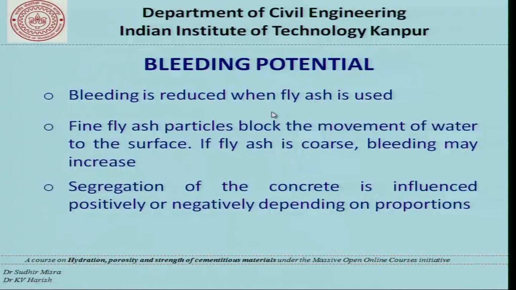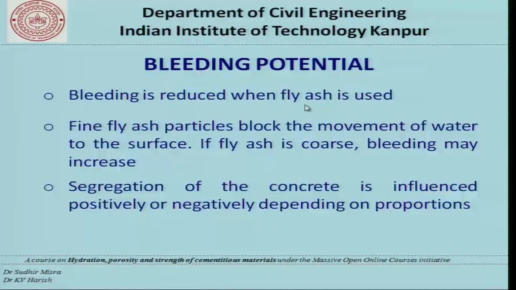And what is bleeding potential? Bleeding potential is the ability of the water and other materials to come to the top of the surface because of the low specific gravity. Bleeding is primarily seen in mixtures having a higher water to cement ratio. So when we use fly ash in such mixtures, because fly ash has a finer particle size and higher fineness, that will help in reducing the bleed water. So it will not allow the bleed water to actually get separated from the rest of the mixture.